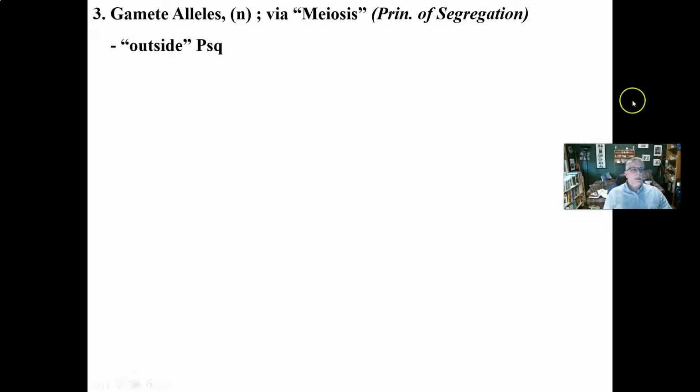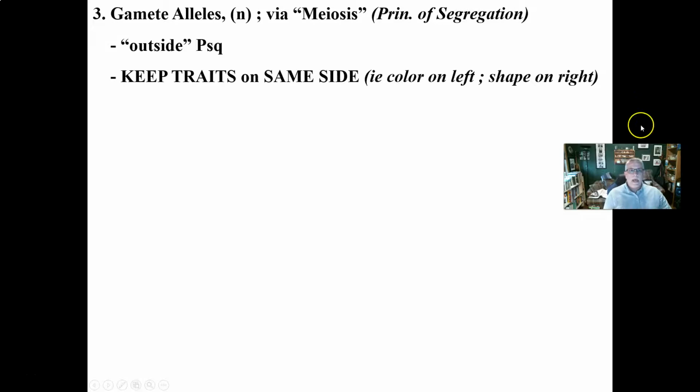All right. So a couple of rules. First of all, I want all answers outside the Punnett square. Keep the traits on the same side. For example, in our watermelon, I want color on the left side and shape on the right side. So don't be mixing the traits up. Keep, in this case, color on this side and shape on the other side. Or if it was about humans, keep eye color on one side and earlobe attachment on the other side. Don't mix the traits up. Very, very important. It's easier to read the answers if you do it this way.